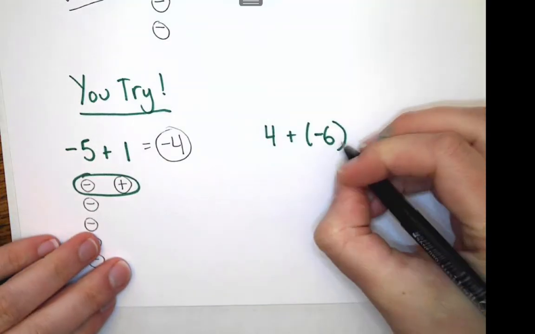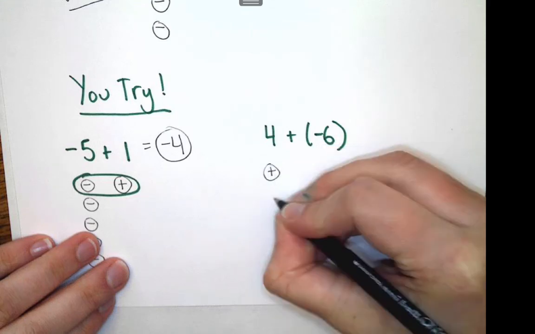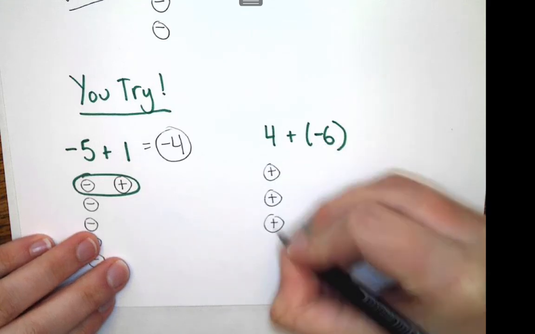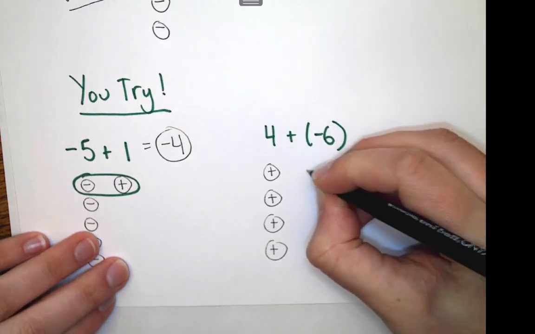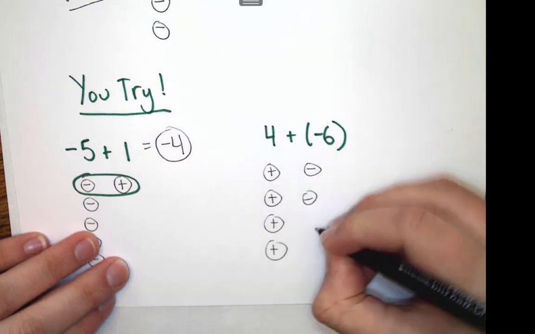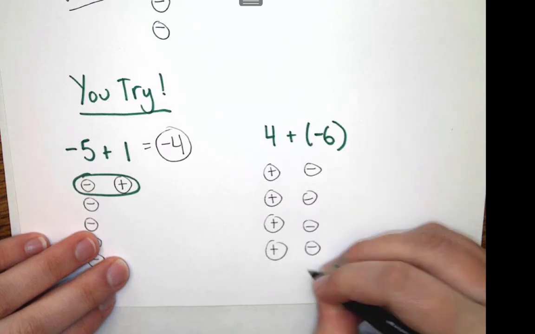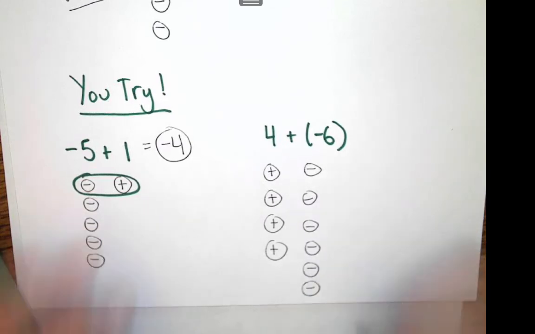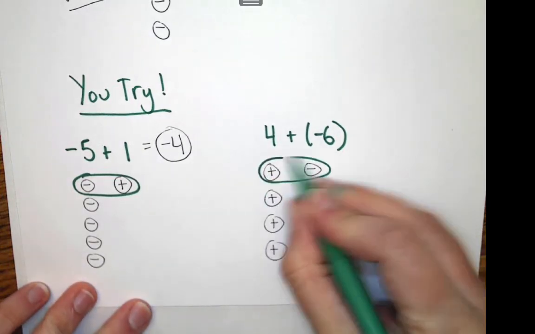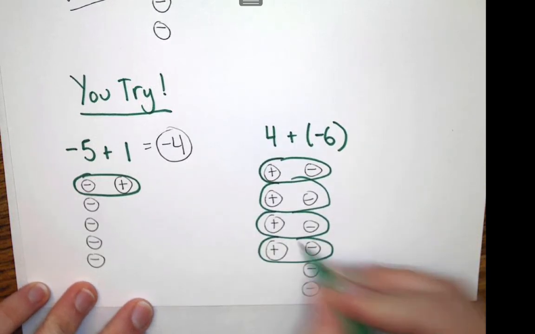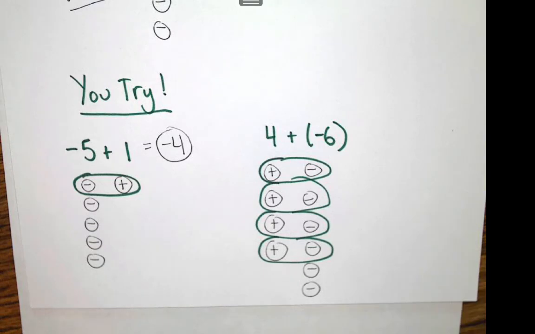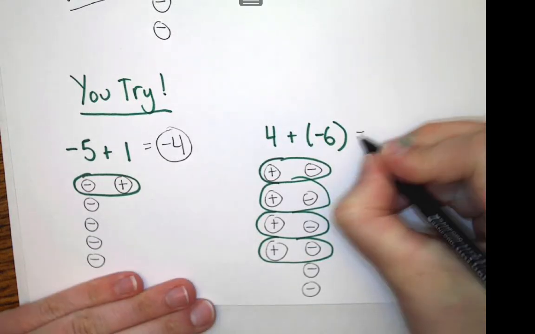Let's look at my second problem. 4 plus negative 6. Well, 4 is positive. That's 1, 2, 3, 4 positives. But plus a negative 6 means I have 6 negatives. 1, 2, 3, 4, 5, 6. So I'm seeing lots of zero pairs this time. Here's a zero pair, here's a zero pair, here's a zero pair, here's a zero pair. So the only thing remaining is way down here at the bottom, we have two negatives. So I'm going to write, equals negative 2.